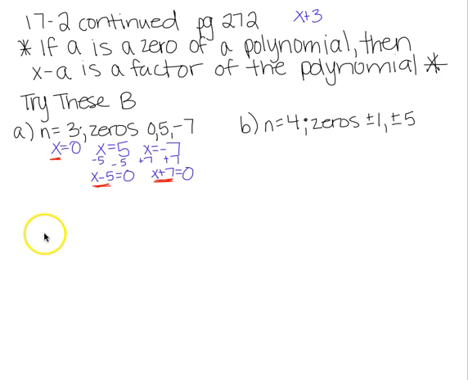Once you've determined all of the factors, the next thing that we do is we simply take them and write it in factored form. So our polynomial here would be f of x equals, and factored form means you multiply the factors, so x times x minus 5 times x plus 7. Our final step then is to multiply it all out, because what it wants is a standard form polynomial.